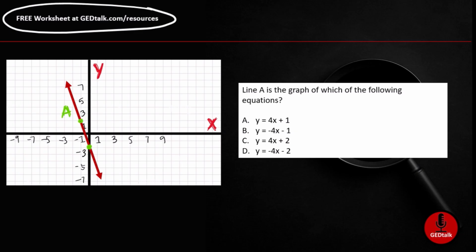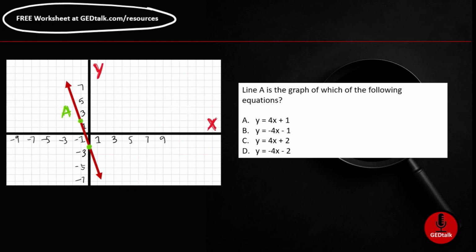So on the exam, you might also see a problem like this where they will show you a coordinate grid with a line going through it, and then they'll ask you the question. So the question asks, line A is the graph of which of the following equations? And then we see those line equations that we just tackled in the other problem. Well, there's a number of ways we can tackle this, folks.